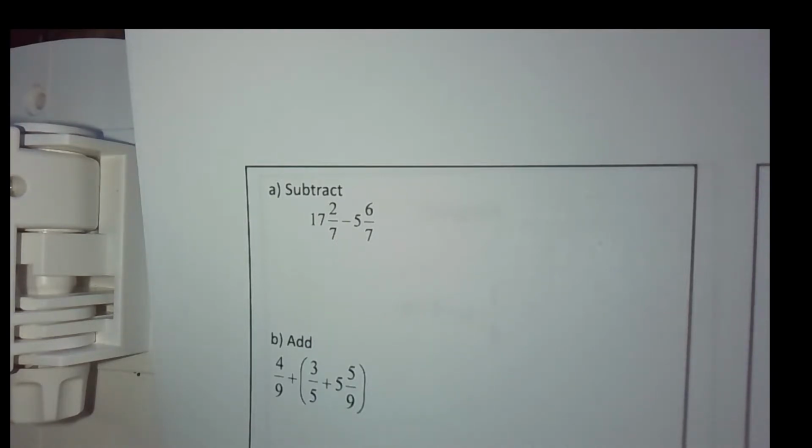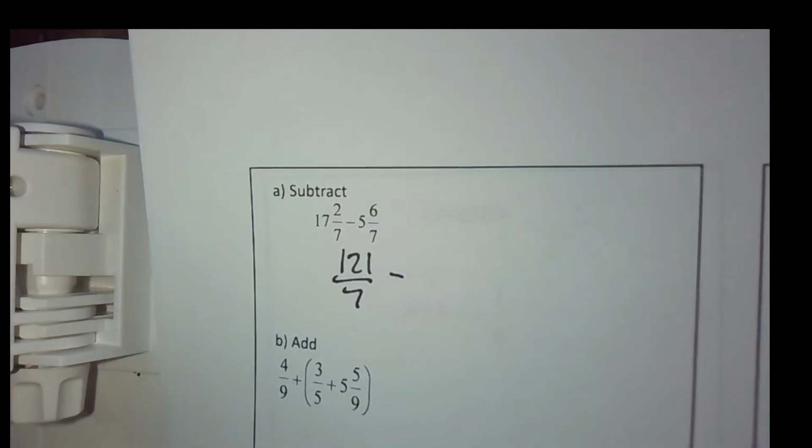Now that one has larger numbers than the last one did. But don't worry too much about that. It's just 17 times 7. Okay, that's 119. Plus 2 is 121 over 7.